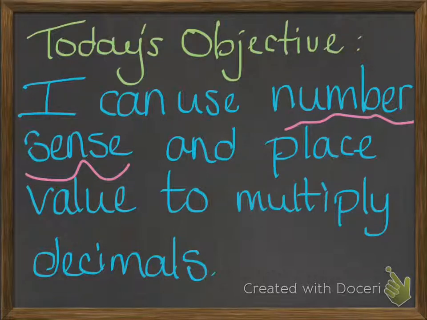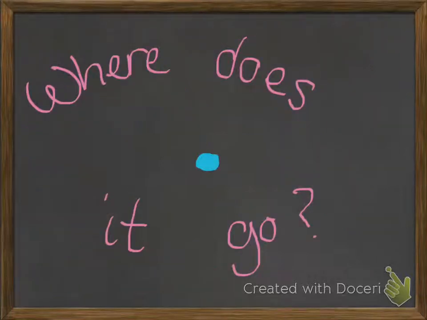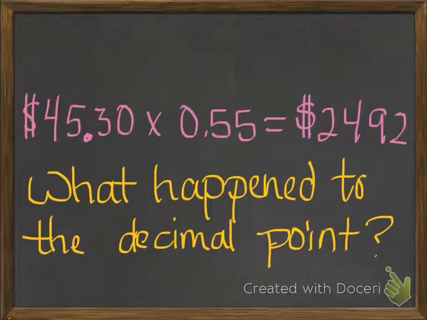by using number sense. So all today we're going to be talking about where the decimal point goes. That's the main point of the lesson today. Where does that decimal point go? We're going to use our number sense and place value to figure that out. Here's our sample problem: $45.30 times 0.55 equals 2492, but the decimal point is gone. So we're trying to figure out what happened to the decimal point. That's what we're going to try to figure out today. Where would the decimal point go?